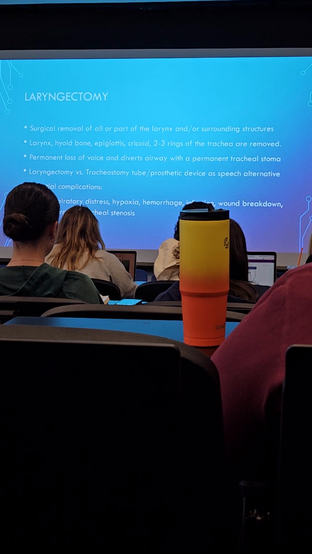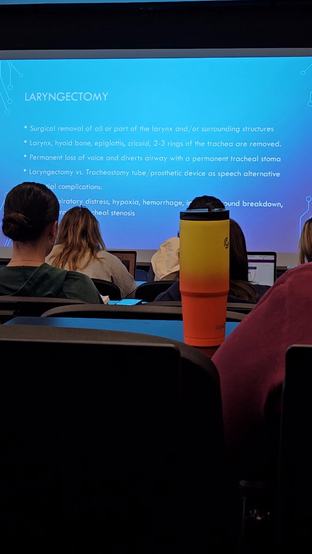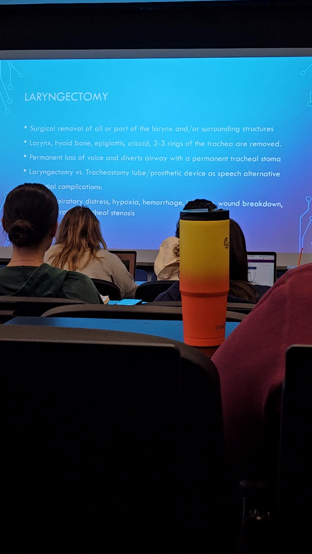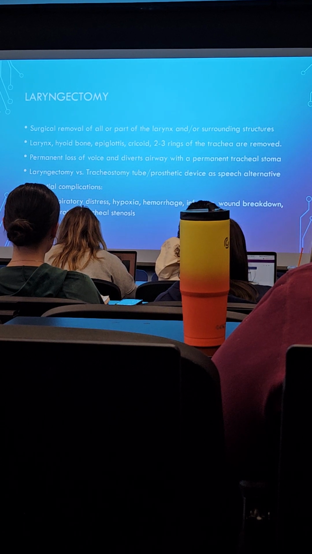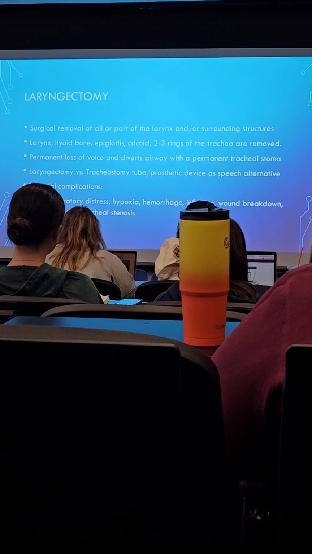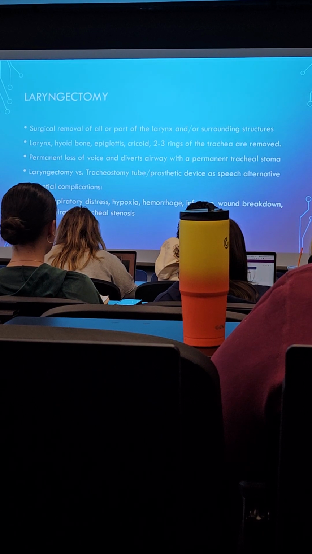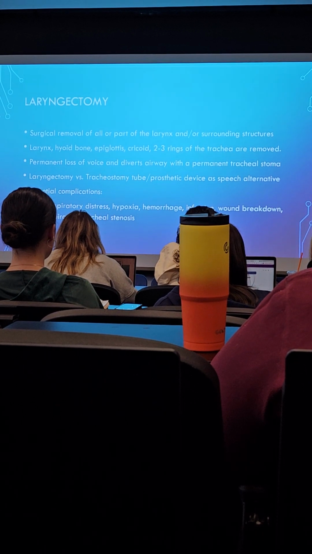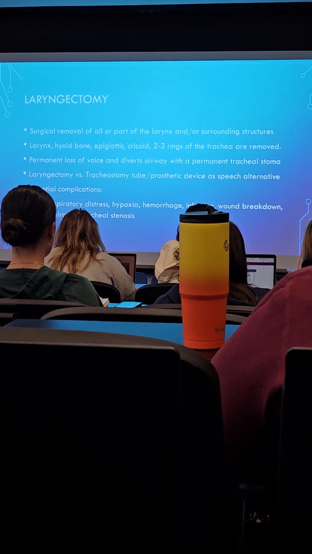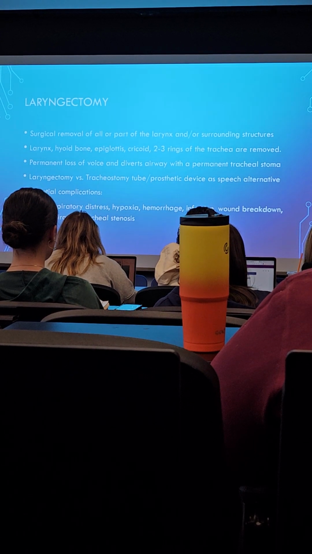I've already explained this: surgical removal of all the parts of the larynx and surrounding structures: larynx, hyoid bone, epiglottis, cricoid, and 2 to 3 rings of the trachea removed, with permanent loss of voice and diverted airway with a permanent tracheostoma. That's right here. Sometimes people have a temporary stoma because something has to heal, or they've had surgery and they have to do a temporary trach.